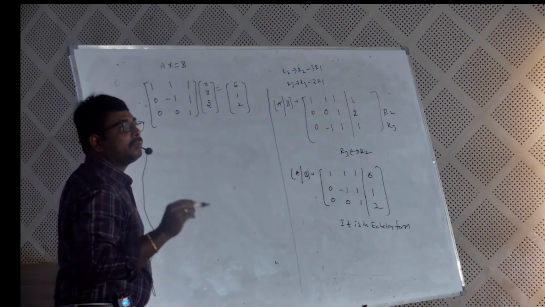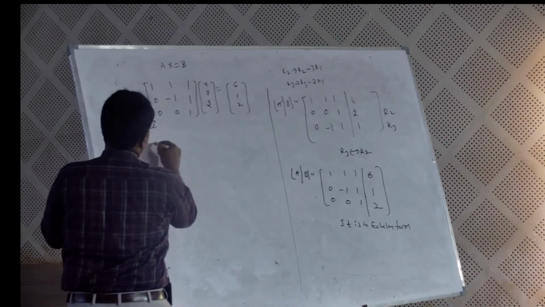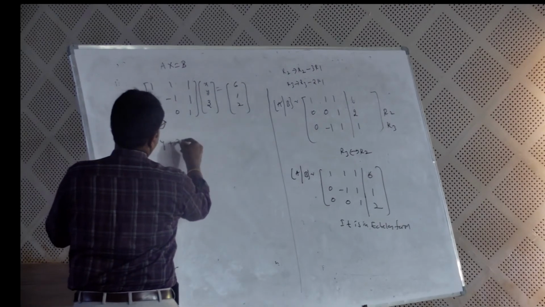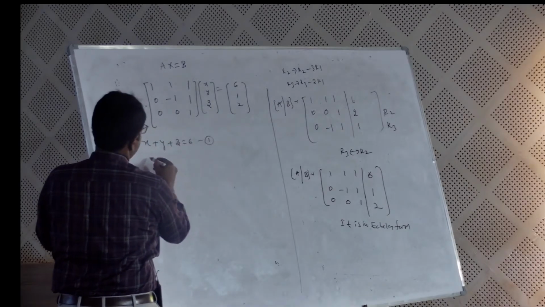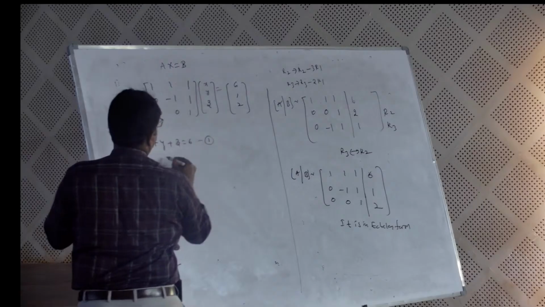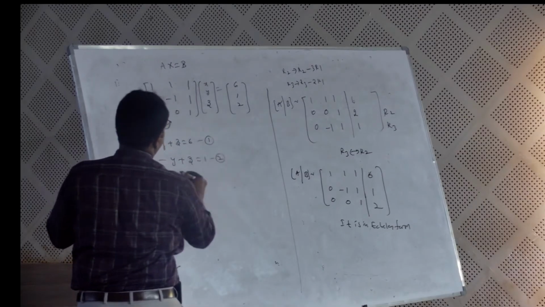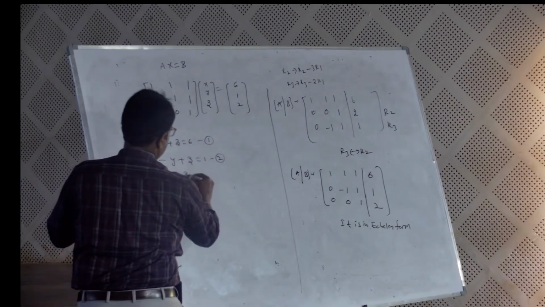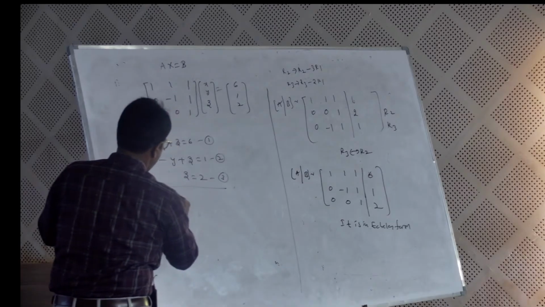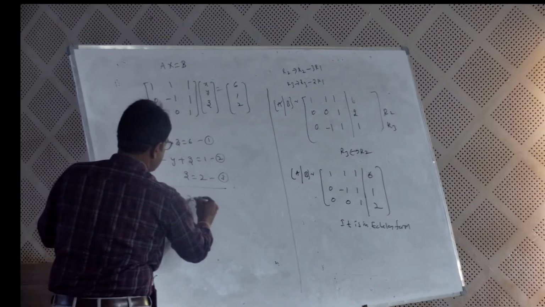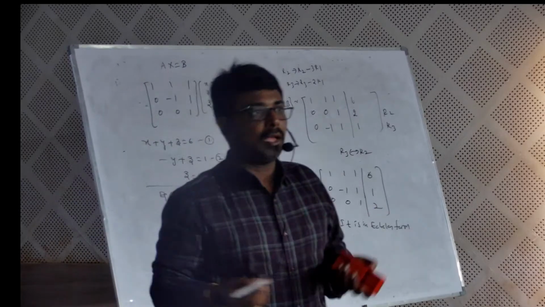Here we have three equations. What is the first equation? Tell me: x plus y plus z equal to 6. Second equation, minus y plus z equal to 1. Third equation, z equal to 2. From equation 3, what is the z value? Directly the z value came. Happy.